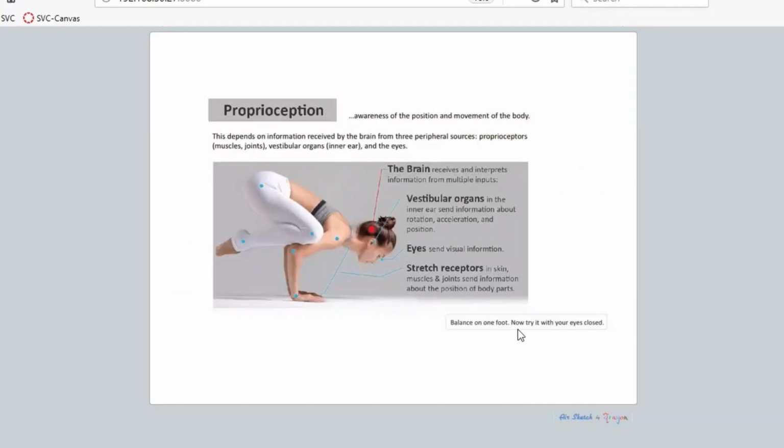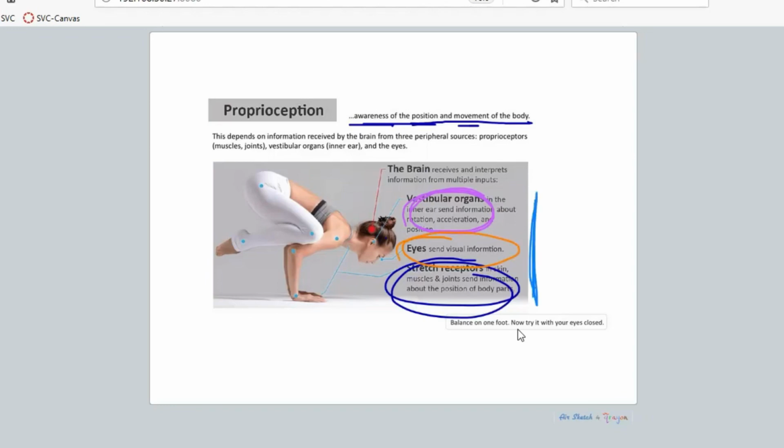Something I want to point out: proprioception. I gave a definition before, but this is a better one. Proprioception is an awareness of the position and movement of the body. This not only depends on those proprioceptors, those stretch receptors, but also on the inner ear, in particular the receptors that monitor balance and equilibrium. It also depends on the eyes. So you have these three peripheral sources all sending information to the brain, which gives us a sense of proprioception.